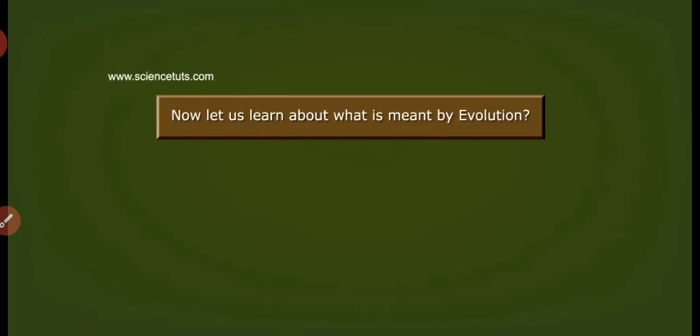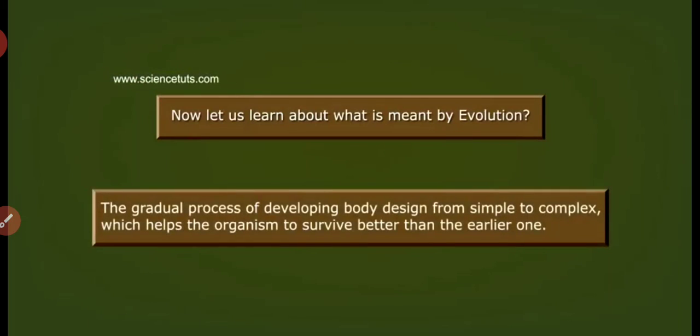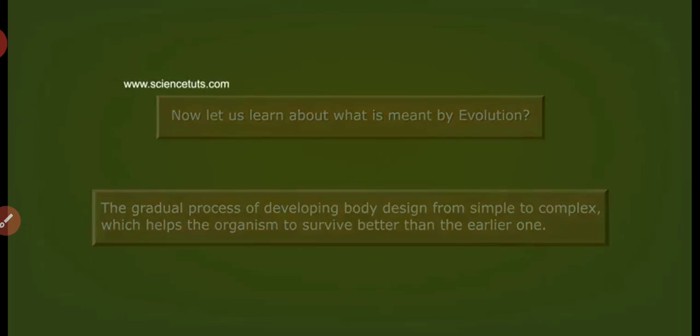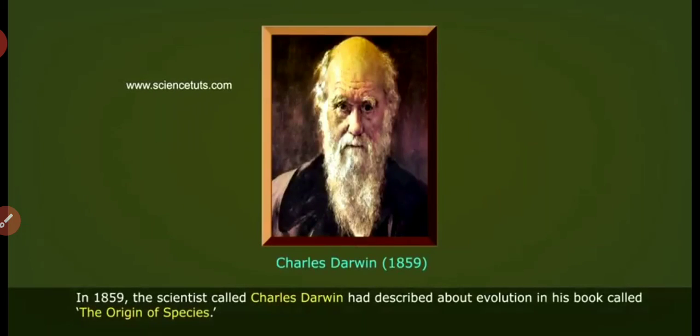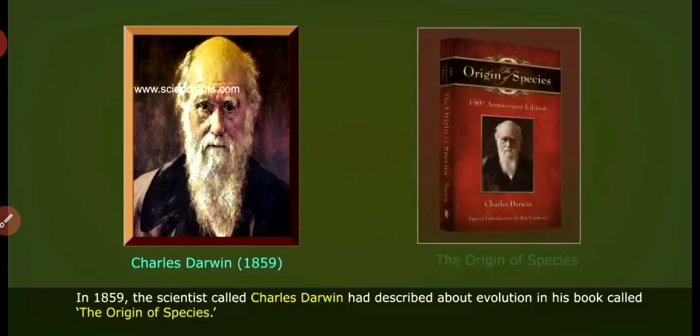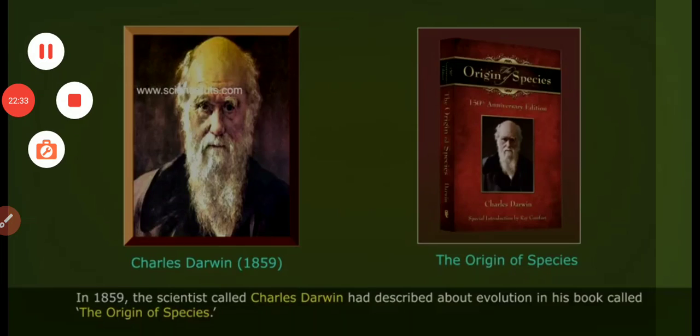Now let us learn what is meant by evolution. Evolution is the gradual process of developing body design from simple to complex, which helps the organism survive better than the earlier one. In 1859, the scientist Charles Darwin described evolution in his book The Origin of Species.